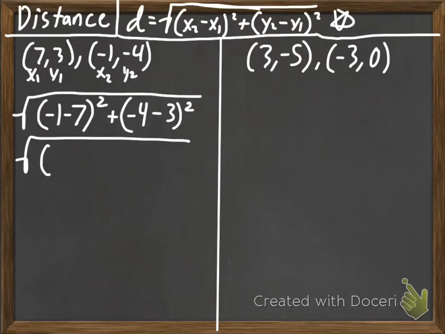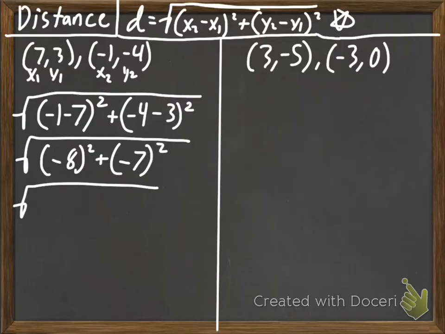So let's simplify. Negative 1 minus 7 is negative 8. Negative 4 minus 3, negative 7 squared. And if you're going to type this in the calculator, make sure you put it in parentheses. If you don't put it in parentheses, the calculator will do what you tell it to do. And it won't do negative 8 squared. It will do 8 squared and then make it negative. So make sure you put it in parentheses. Write it like you see it. Type it like you see it. Don't try to take shortcuts here just because you don't want to push 2 extra buttons. So you'll see that gives us 64 plus 49.